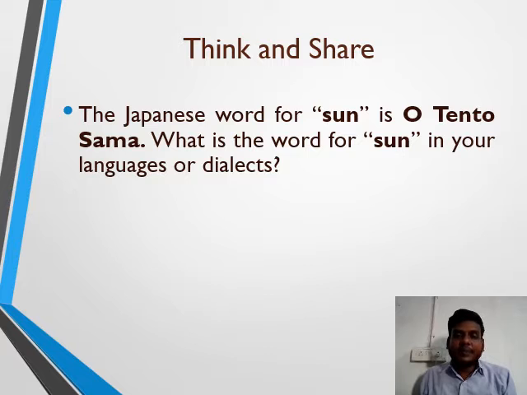Here, the Japanese word for sun is O Tento Sama. What is the word for sun in your language or dialect? What do we call it? Write your answer in the chat box. So what do you call it in your language? Also, we call it Surya, Sun, Dinkar, Suraj. Okay, students? I hope it is clear to you.